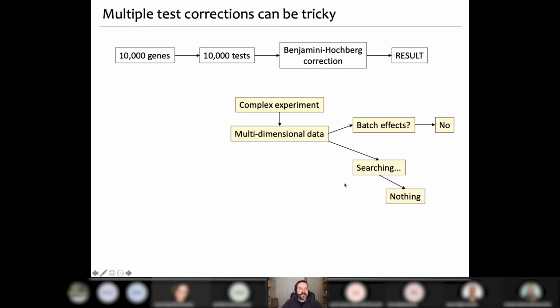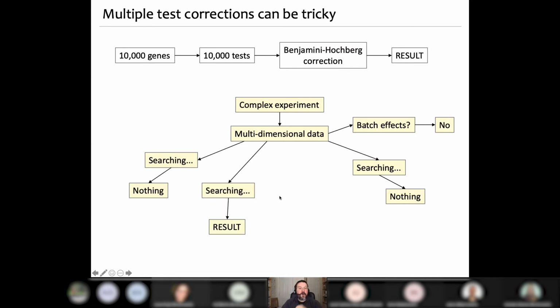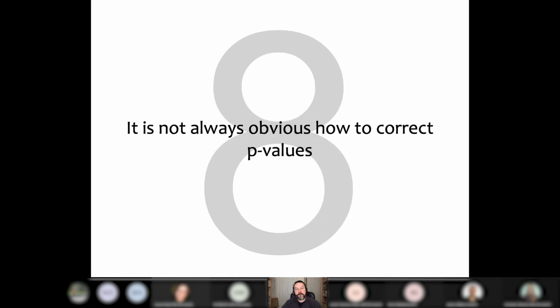And then you do analysis of your data. You search for one thing, you find nothing. Search for another thing, you find nothing. Then search more and find a result, and then there is again nothing. You did lots of searches, lots of tests, lots of analysis. Do you include this in your multiple test corrections or not? There is no obvious answer to it. This is a really tricky problem. It is not always obvious how to correct p-values.